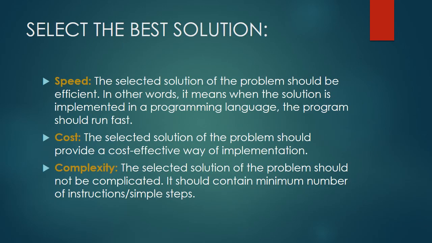Okay guys, now after finding the candidate solutions, only one solution can be selected. The selection of the final solution of a problem should be based on the following criteria: speed, cost and complexity. Number one, speed: the selected solution of the problem should be efficient. In other words, when the solution is implemented in a programming language, the program should run fast.